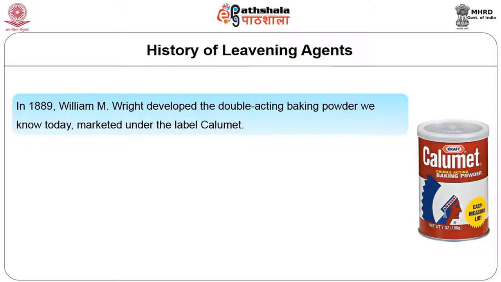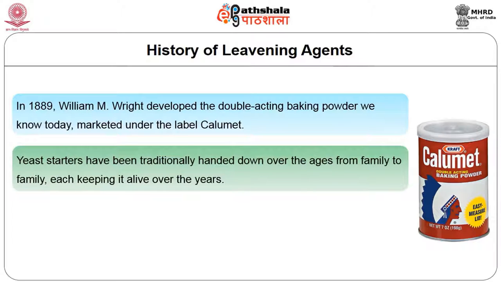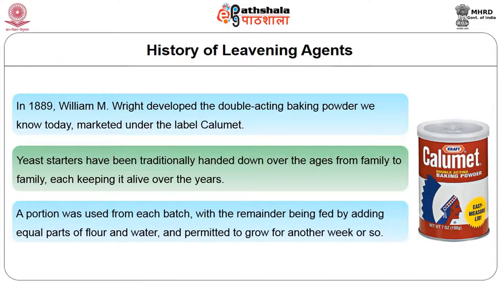In 1889, William M. Wright developed the double-acting baking powder we know today, marketed under the label Calumet. Yeast starters have been traditionally handed down over the ages from family to family, each keeping it alive over the years. A portion was used from each batch, with the remainder being fed by adding equal parts of flour and water and permitted to grow for another week or so. These starters are also known as friendship starters.